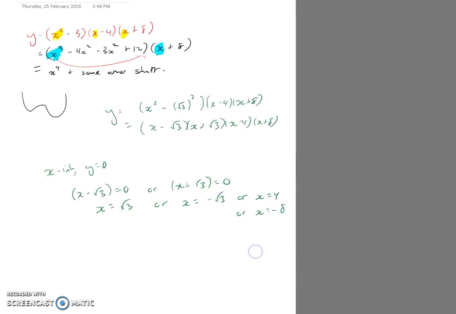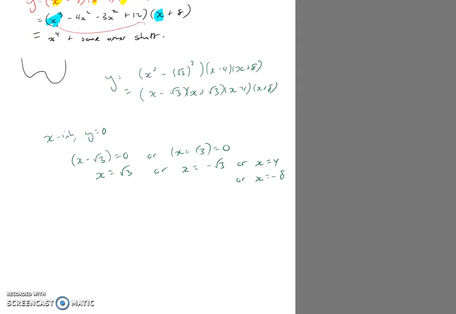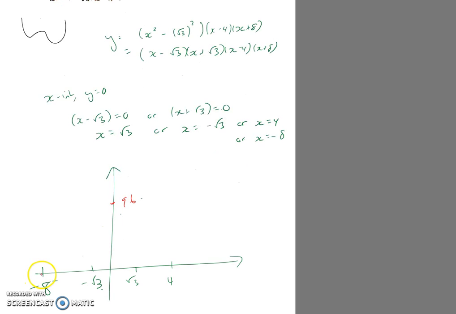So what's my quartic going to look like? Well, I know it goes through negative 8. I know it goes through negative root 3. I can find the y-intercept is 96 by making x equal to 0 here. You get root 3 times root 3 is 3, times 4 is 12, times 8 is 96, and you have to take care of the negatives and stuff. And then it goes through positive root 3 and then through 4.